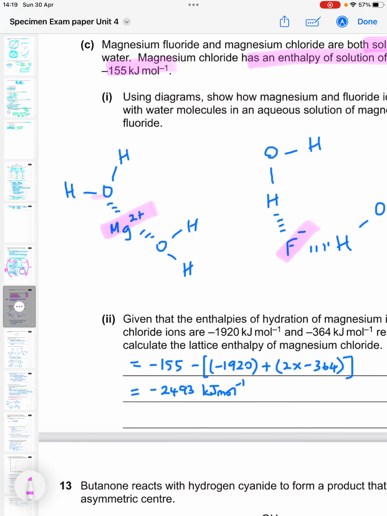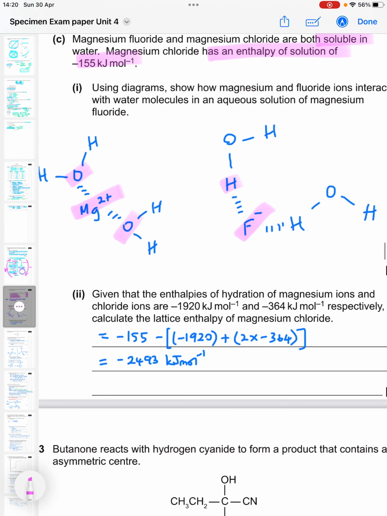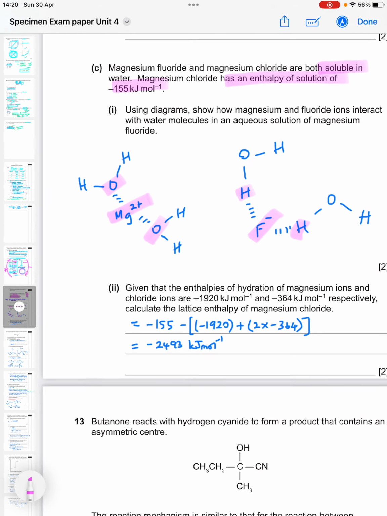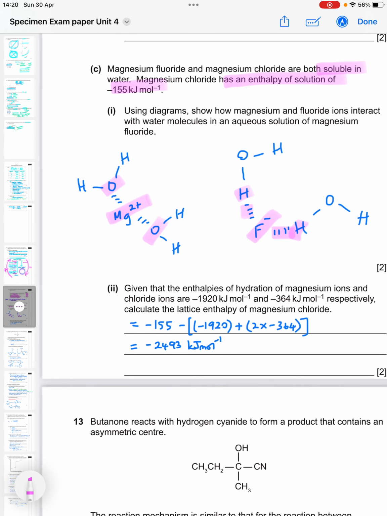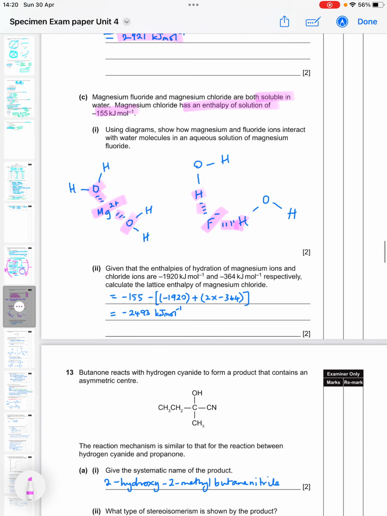So magnesium fluoride, you're going to have the Mg2+ and the fluoride ions, and the magnesium is going to be attracted obviously to the lone pair on the oxygens, and the fluoride ion will be attracted to the slightly positive hydrogens in water. And you can see I've just drawn those as little dashed lines, so 1 mark for showing how each of the magnesium and the fluoride ions interact.